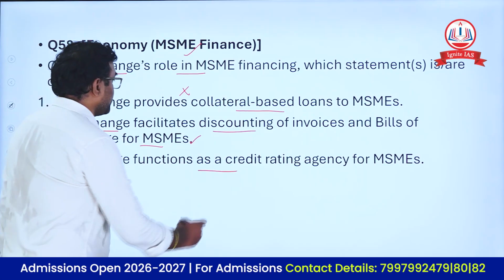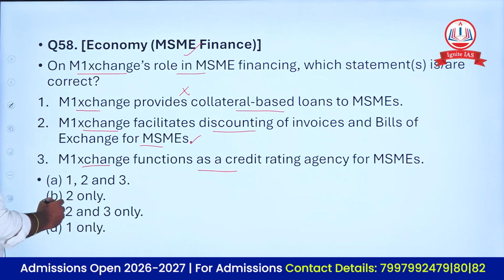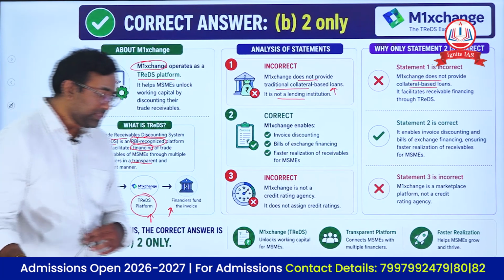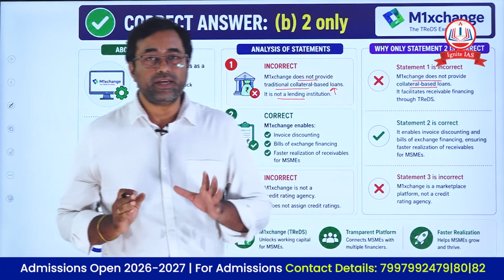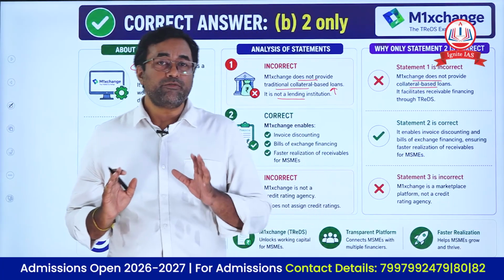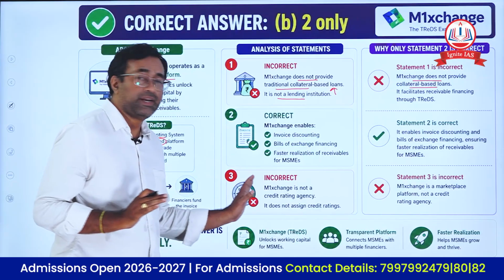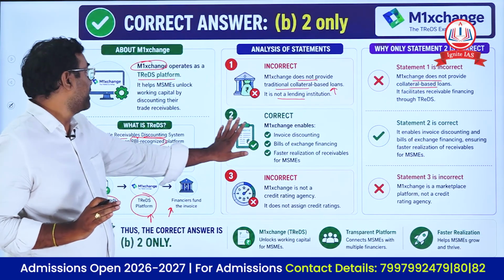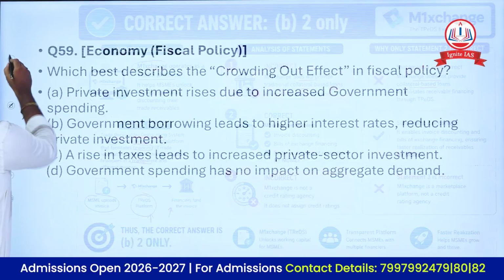M1 exchange functions as a credit rating agency for MSMEs. A credit rating will be given only by specific agencies, credit rating agencies. M1 exchange doesn't give any kind of rating for MSMEs. That is the point you need to remember. It is not related to credit rating. That's why the third statement is wrong. Only the second statement is correct. In this case, the answer is B. Okay. Next one.